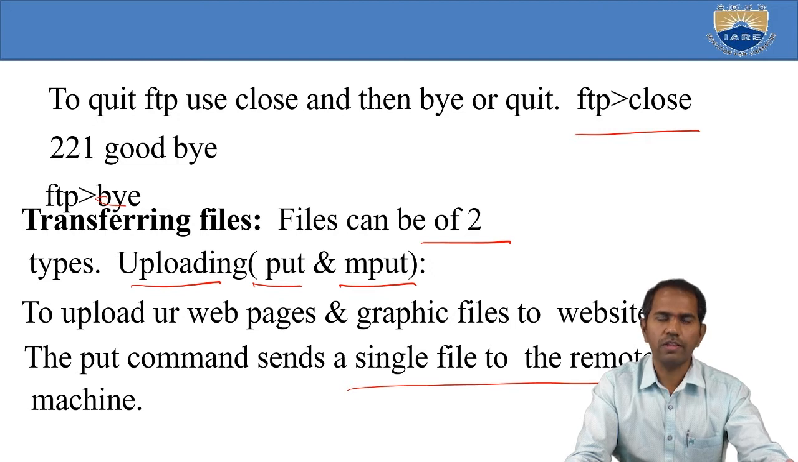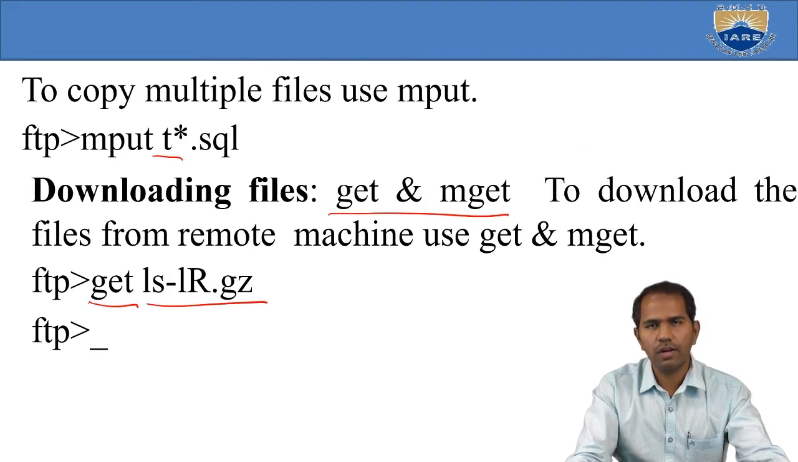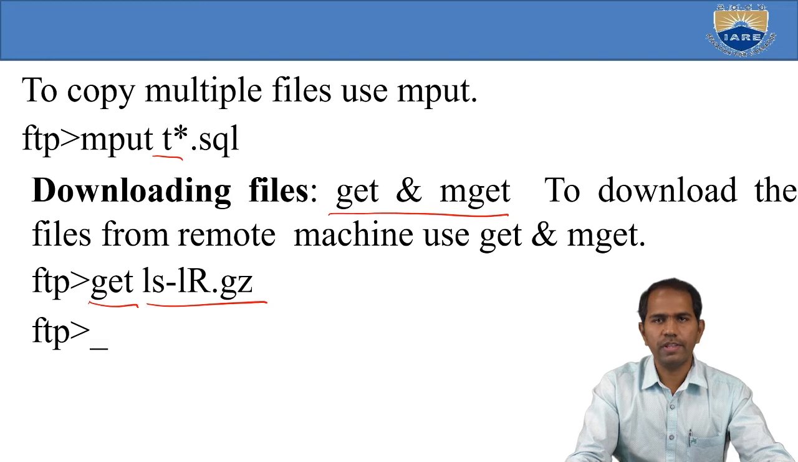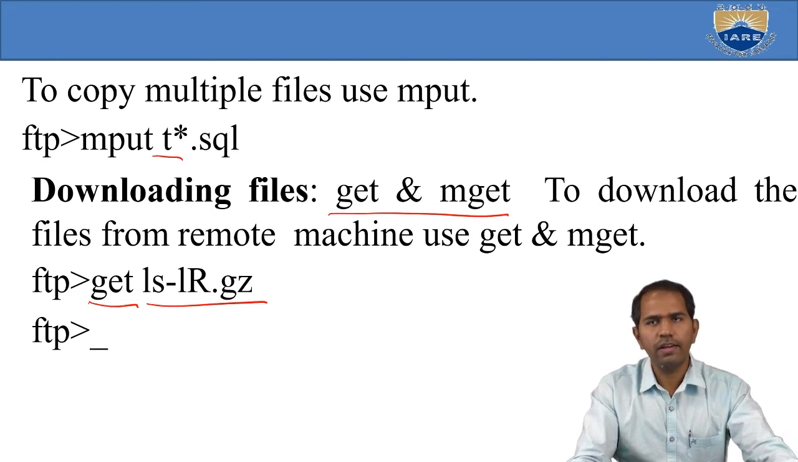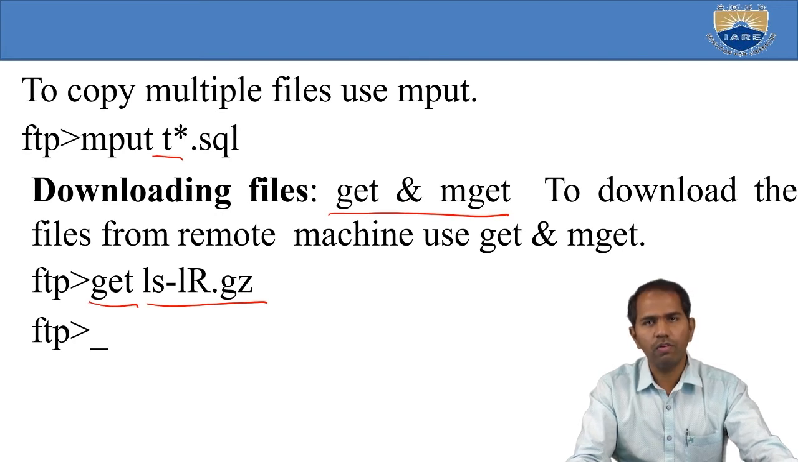Now I want to upload. Then use the commands put and mput. For a single file I want to upload, just use the put command. If I want to upload many files, like names starting with T with the extension SQL, so I want to upload more files whose names start with T, then use mput T*.sql as the option. The second thing is downloading files: get and mget. If I want to download one file, use the get command. If I want to download more files, use the mget command.